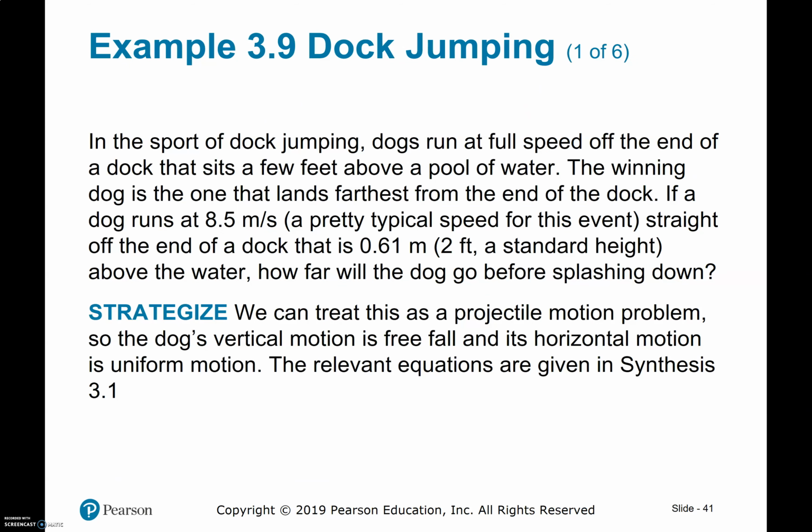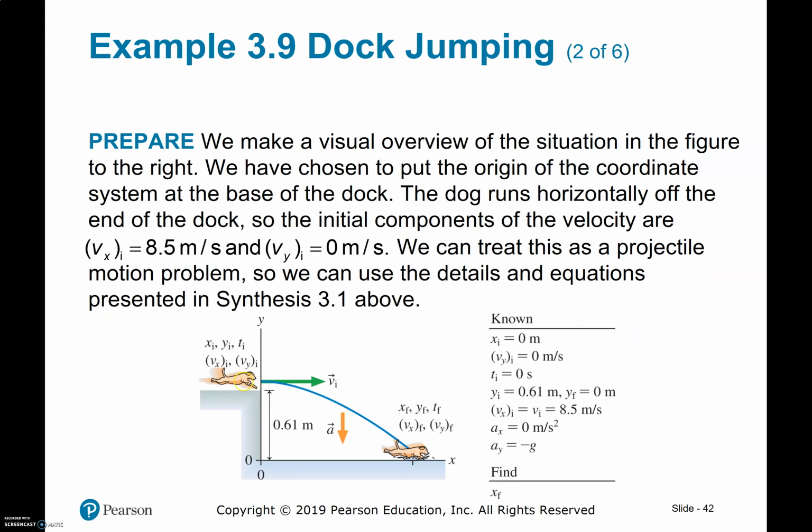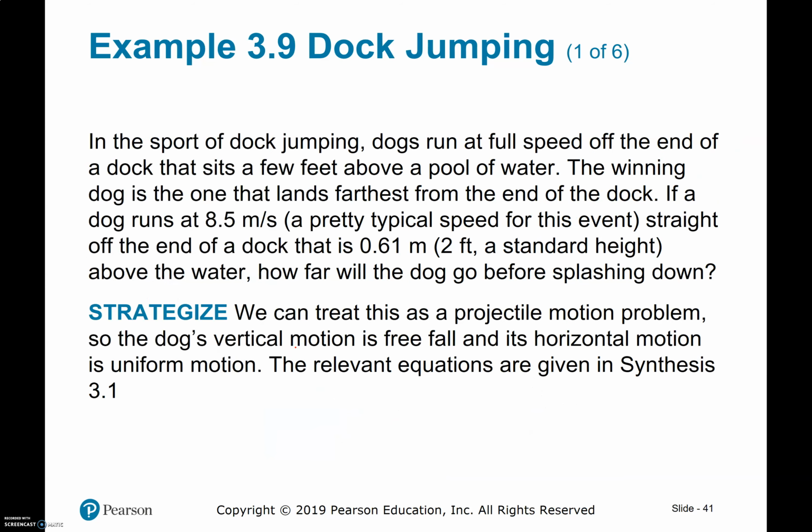Okay, so let's look at one example to see how this all comes together. You have a sport dog jumping. Basically dogs run at full speed and then they jump. So you have a dog here that is running at full speed, and then they jump and they fall here in some water, and they don't get hurt, of course. They run at full speed, and then they fall in a pool of water, and the winning dog is the one that can fall the farthest, right?